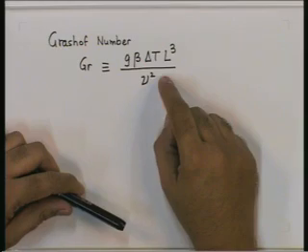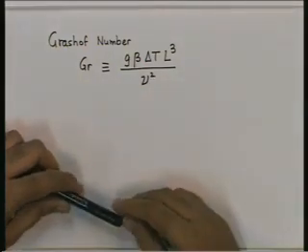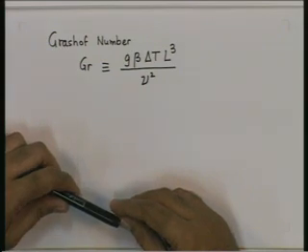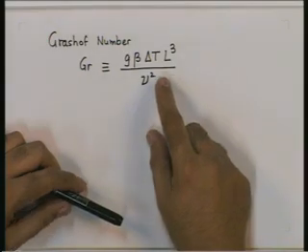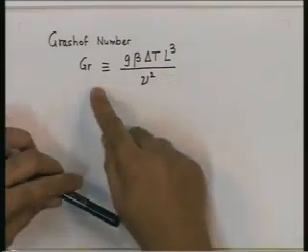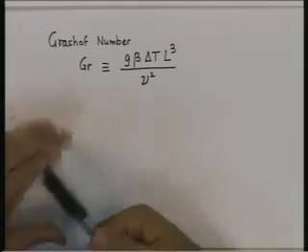Delta T is always defined as a positive number. If the surface is hotter than the fluid, it will be T wall minus T fluid. If the fluid is hotter than the surface, it will be T fluid minus T surface. So, the Grashof number is always expressed as a positive number.